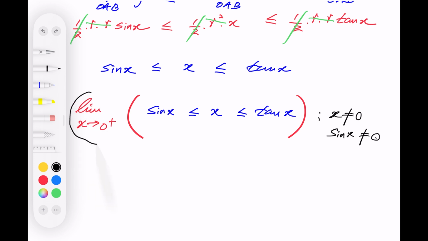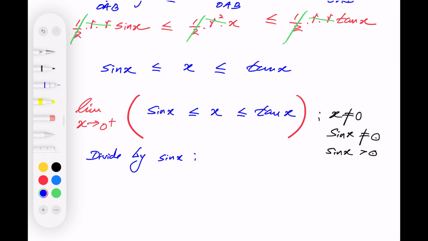When x approaches 0 from the right hand side, we know that sine x should be positive because x is slightly more than 0. In that case, sine x should be positive. Therefore, I can freely divide everything in this inequality by sine x. Let me write it that way. Divide by sine x. Then we have limit x approaches 0 from the right hand side.